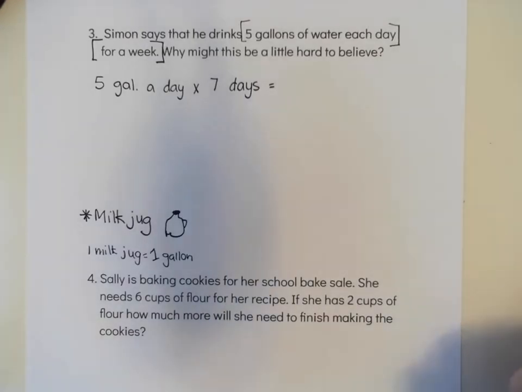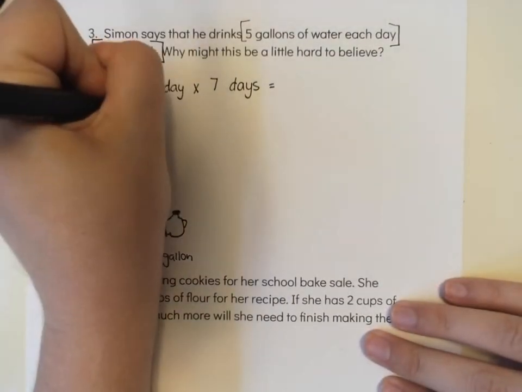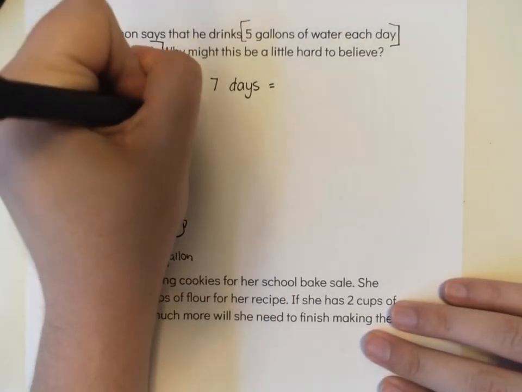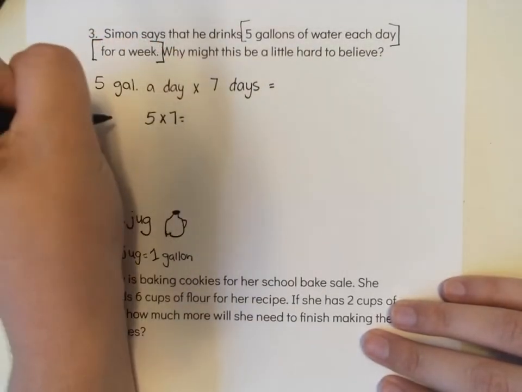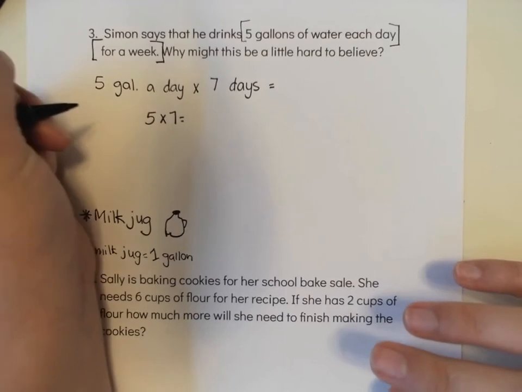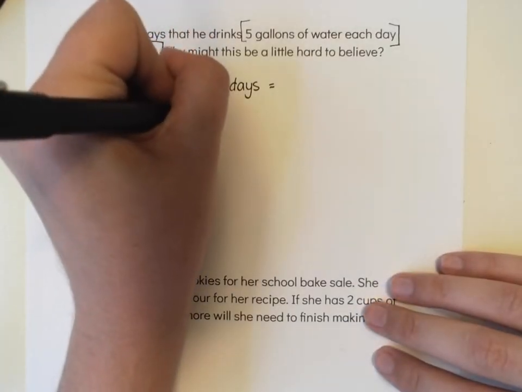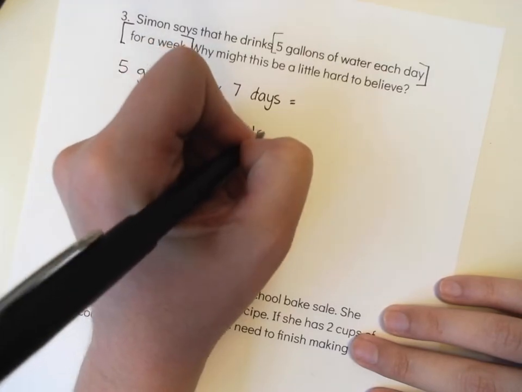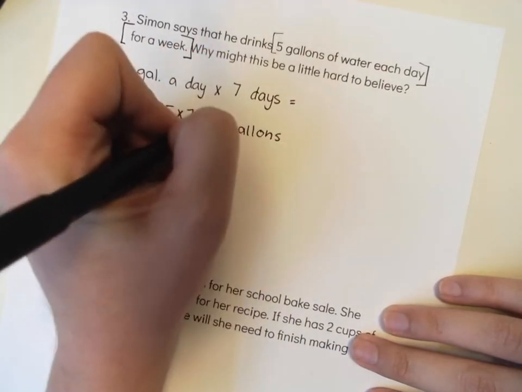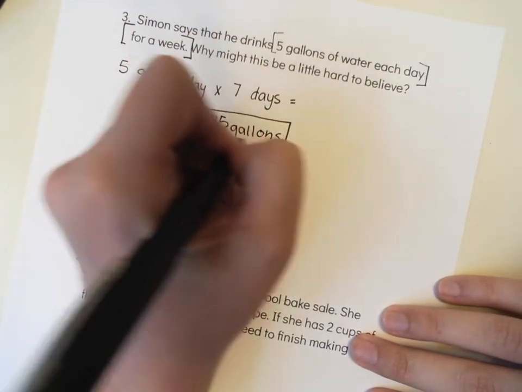All right, welcome back. Now that you have taken some time to solve your problems, if we were to think about this and write this as a multiplication problem, 5 gallons a day times 7 days would mean we would be multiplying 5 times 7. We know that 5 times 7 is 35. So that would mean that he would have to drink 35 gallons of water a week.